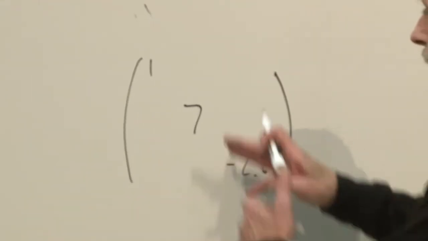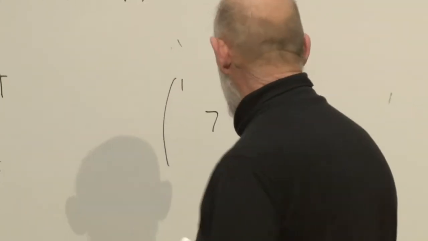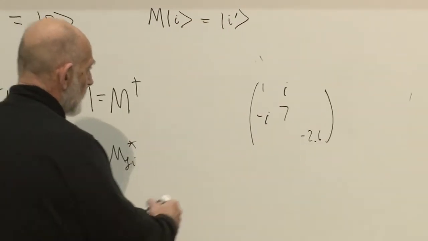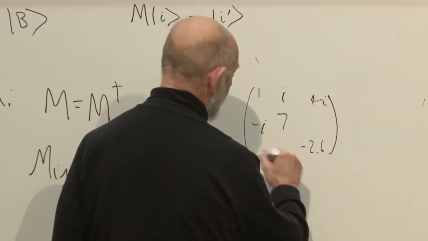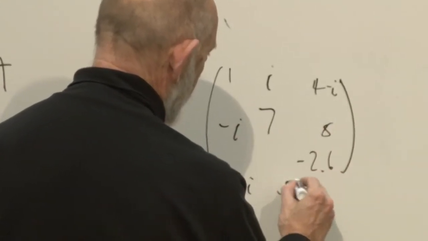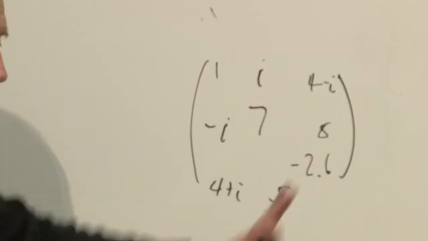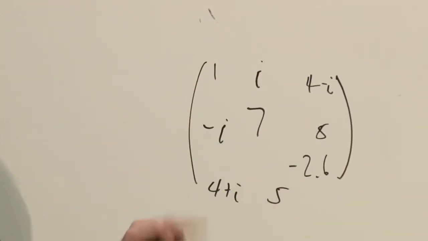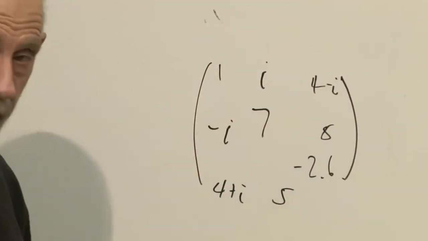Off the diagonal, they have the property that when you reflect them, they simply complex conjugate. So if we were to put i over here, we would put minus i over here for a Hermitian matrix. If you were to put 4 minus i over here, you would put 4 plus i over here. And if you had 5 over here, you'd put 5 over here. All right, so a Hermitian matrix has the property, first of all, the diagonal elements are real, and the off-diagonal elements have not a symmetric, but a different kind of symmetry, where when you reflect them, they complex conjugate. That's called a Hermitian matrix.